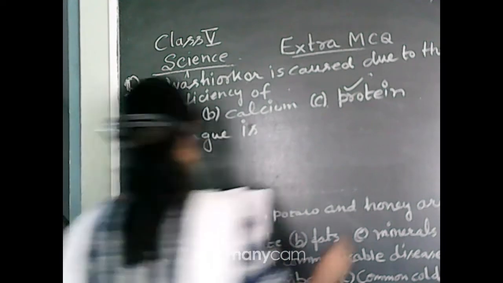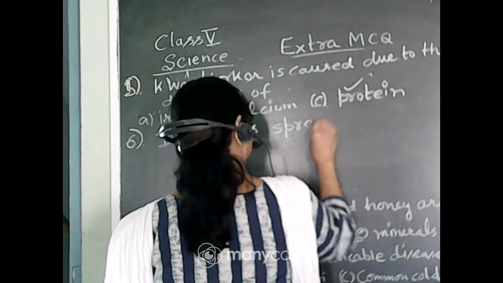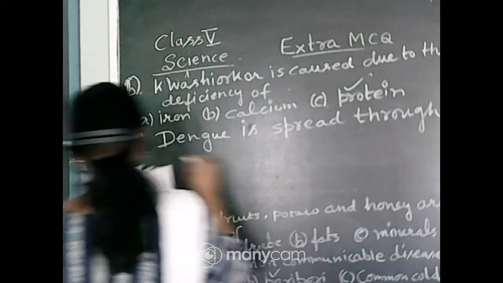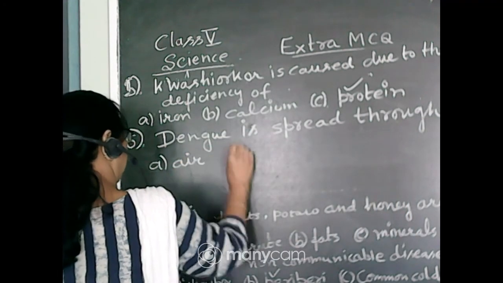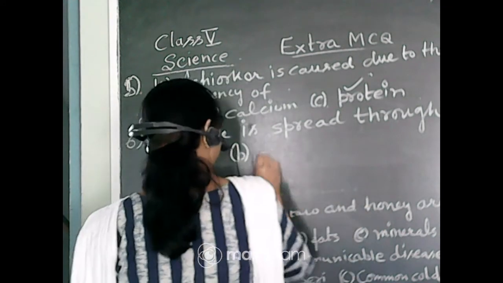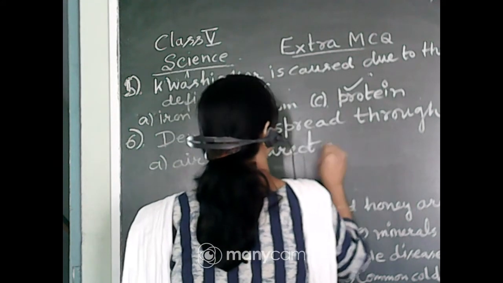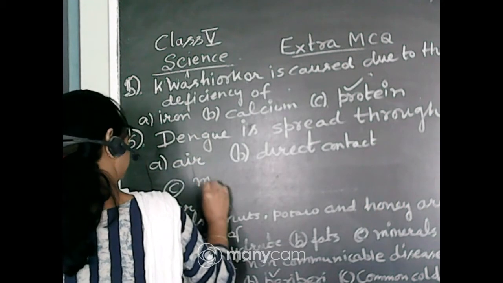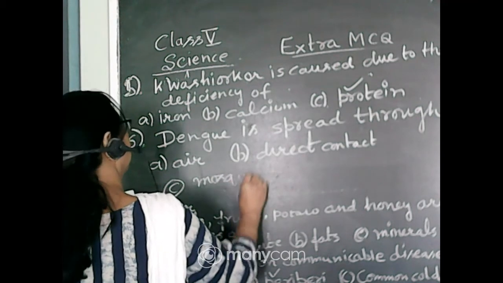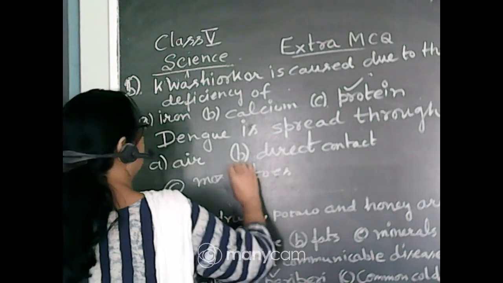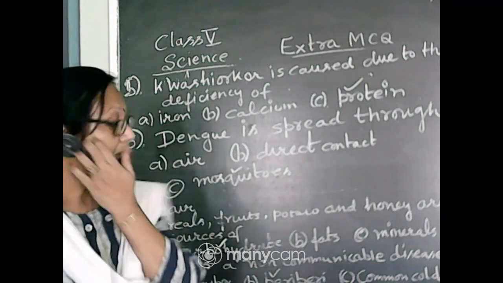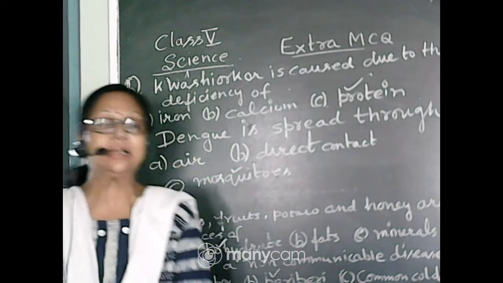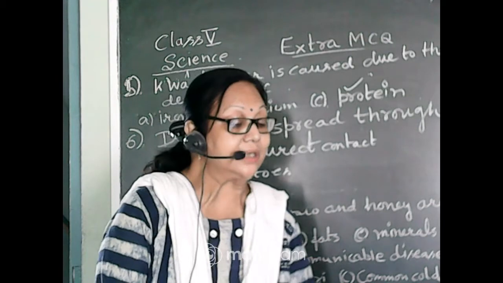Dengue is spread through A, air, B, direct contact, and C is given here, mosquitoes. So mosquitoes is the right answer. As we know, Aedes are the mosquitoes which spread dengue, and anopheles is the mosquito which spreads malaria. So these are the answers.